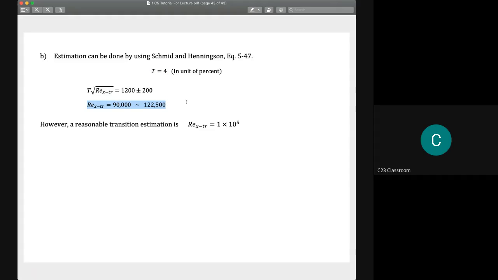It is between 90,000 and 122,000. So the numbers differ quite a lot over a big range, but normally we could assume that transition occurs at around 1 times 10 to the power of 5.